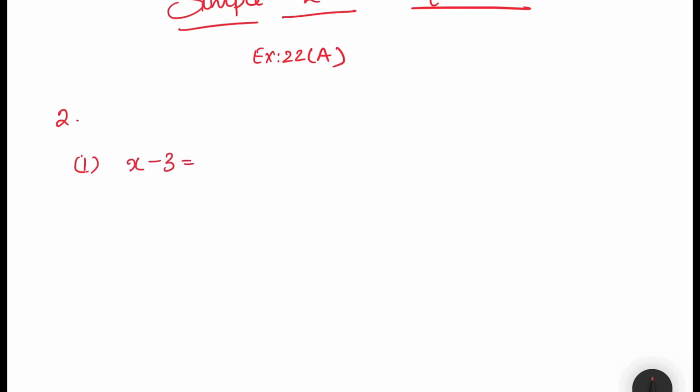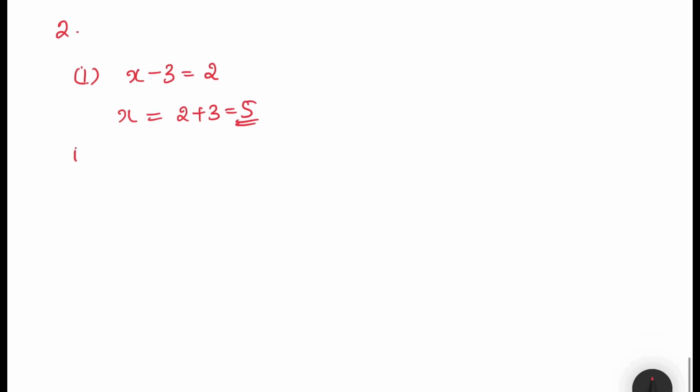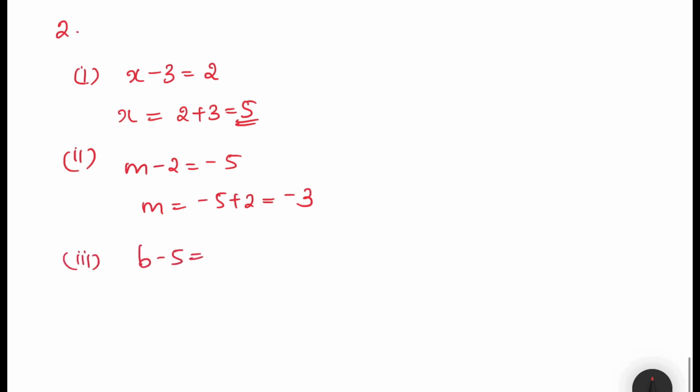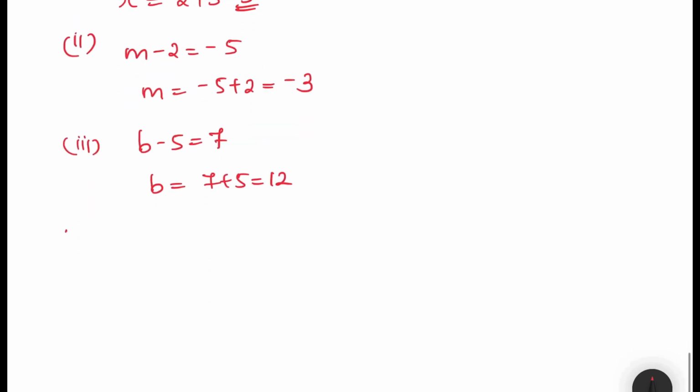x minus 3 is equal to 2. So how do you solve? x is equal to 2 plus 3, that is equal to 5. Similarly, second question, m minus 2 is equal to minus 5. m is equal to minus 5 plus 2, that is equal to minus 3. And the third question we have b minus 5 equal to 7. b is equal to 7 plus 5 equal to 12.